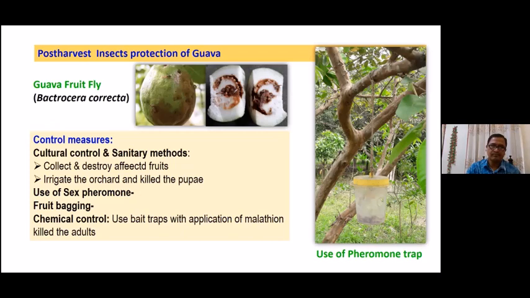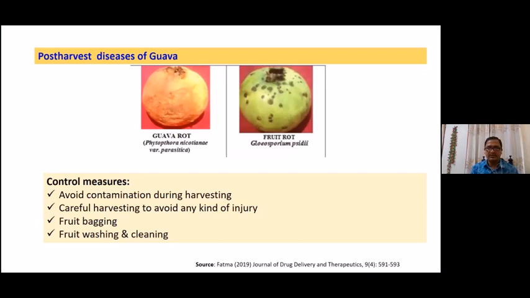I'm showing here some diseases of guava. They are causing severe loss after harvesting. Guava rot or fruit rot. There are many diseases, but these two diseases are more severe after harvesting. They attack the crop before harvesting, and that causes rotting in storage. So avoid contamination during harvest. This is the point. And careful harvesting to avoid injury.